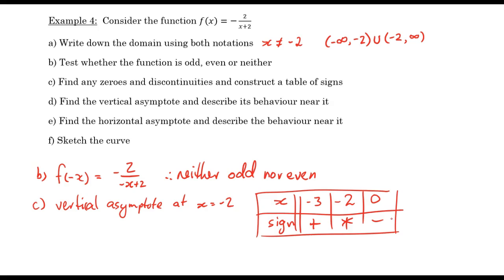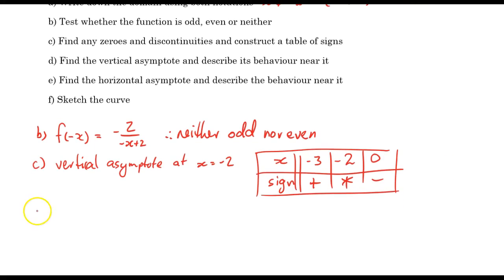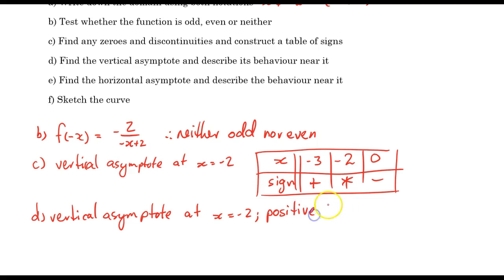Let's see. Find the vertical asymptote, describe its behaviour near it. Well, I think we've done close enough there with D. Vertical asymptote does ask us to describe it, so we better do that. Vertical asymptote at x equals negative 2, positive to the left, negative to the right.